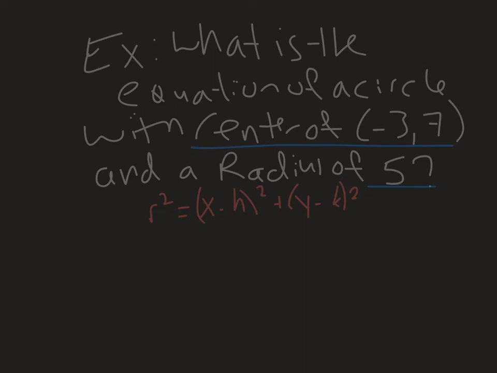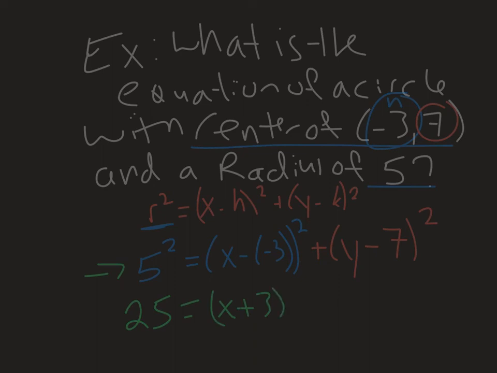So if I look at the radius, that's 5. So I just have 5 squared is equal to x minus h, which is up here, which is a -3, and then I square that. Then I look at the 7. So I'm going to have plus y minus a positive 7, squared. Now, I'm fine if you stop here. That's an equation. If you wanted to simplify a little bit, you could. You could say 25 equals (x plus 3) squared plus (y minus 7) squared. That's one example of how we can use it.